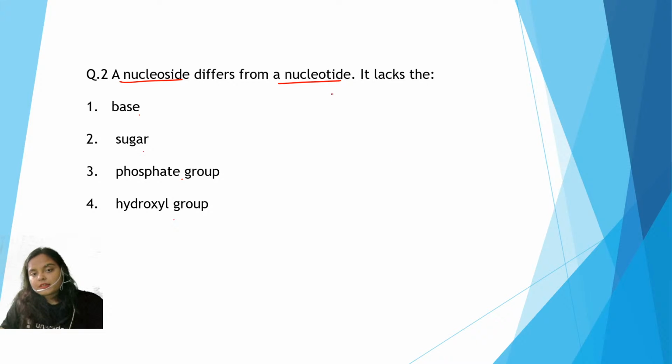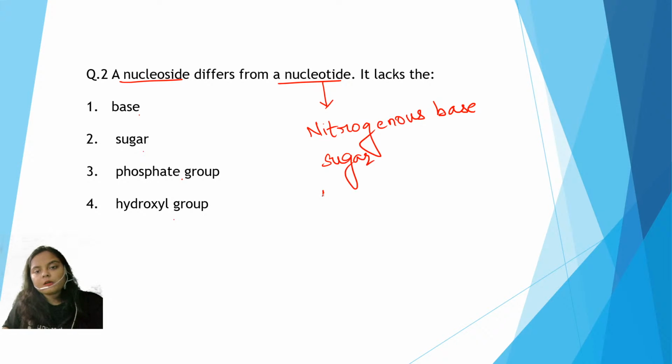You know that nucleic acids are polymer of nucleotide, right? Nucleic acids are polymer of nucleotide, and a nucleotide is made up of nitrogenous bases, pentose sugar, along with the phosphate ion. So this is the nucleotide.